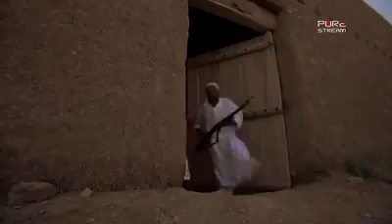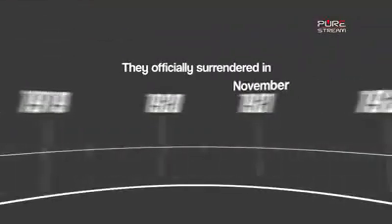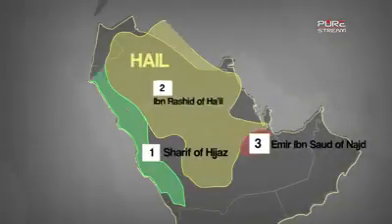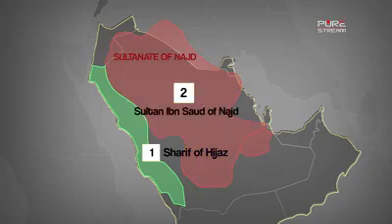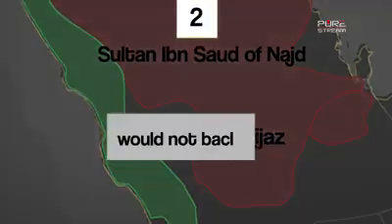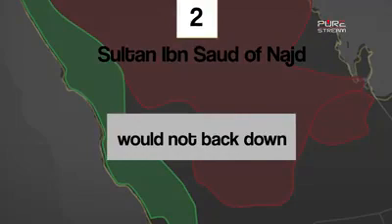In September of 1921, Hayl was attacked by Ibn Saud and they could not resist the vicious onslaught. Officially surrendered in November of 1921. Hayl had dissolved into a colony of the Sultanate of Najd. By March 1924, the British realized that Sharif Hussein would not back down, so they unleashed Ibn Saud and his armies on the Hijazi territory as well.